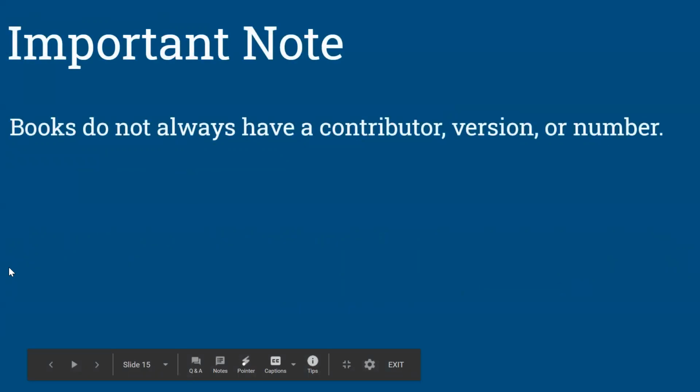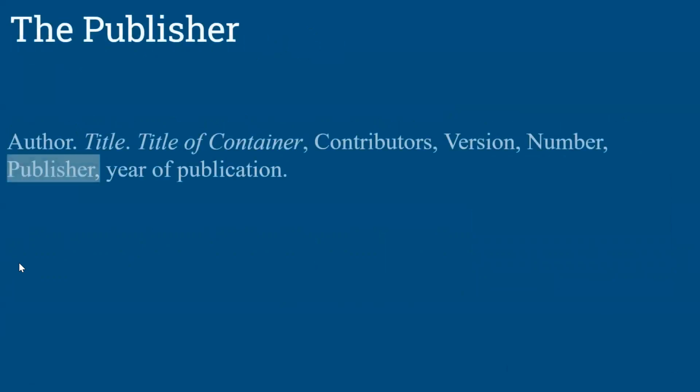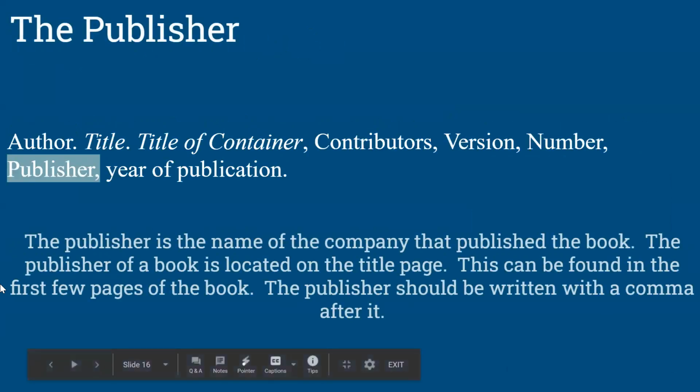Important note, books do not always have a contributor, version, or number, but everything else is always used in a completed citation. The publisher. The publisher is the name of the company that published the book. The publisher of a book is located on the title page. This can be found in the first few pages of the book. The publisher should be written with a comma after it.